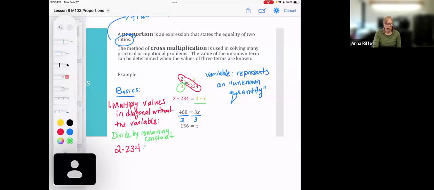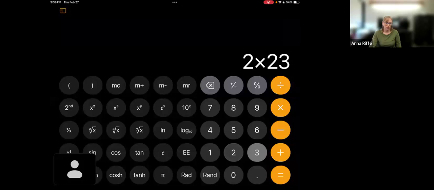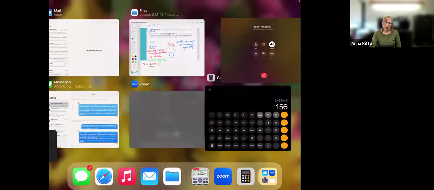Which in this case is 3, as mentioned. This will be equal to x. And this we can put into our calculator. Two times 234 divided by 3 gives us 156, as mentioned. Oops, that didn't work.